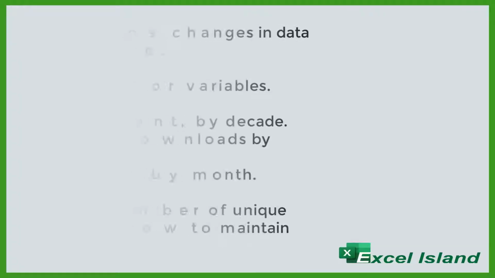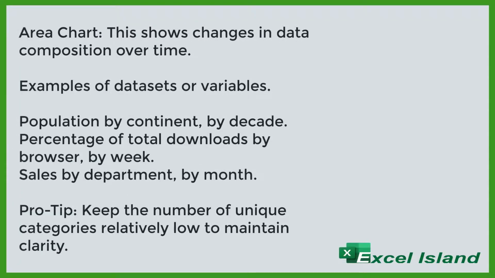The fifth type of chart we'll be looking at is the area chart, and this shows changes in data composition over time. Examples of data sets you can use on this chart type are population by continent by decade, percentage of total downloads by browser by week. You can also use sales by department by month, from our column and bar chart demo. The pro tip here is to keep the number of unique categories relatively low to maintain clarity. So let's jump into Microsoft Excel and have a demo.